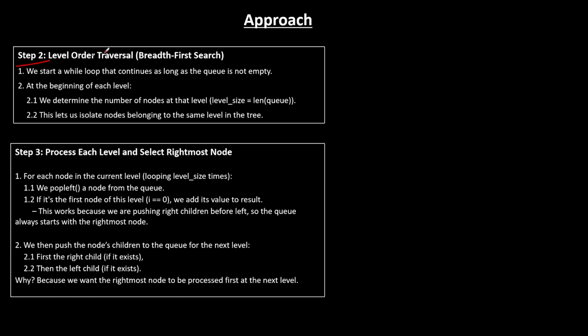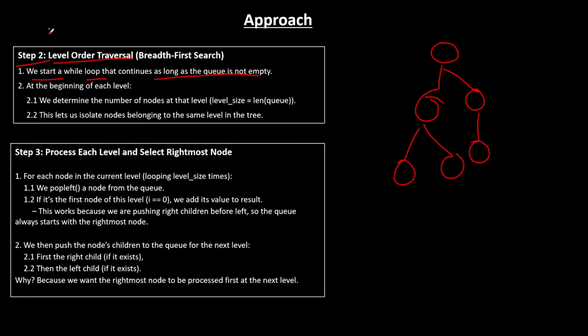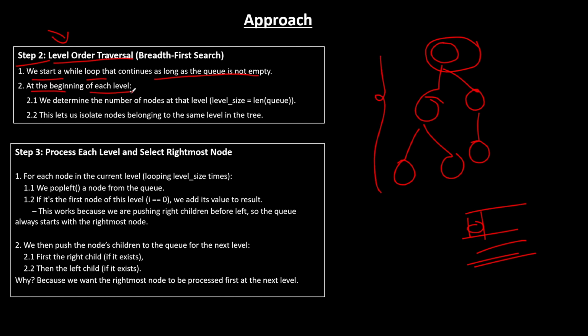Now step two, level order traversal. We start a while loop that continues as long as the queue is not empty. Fine, that's not a big deal. Suppose this is the root, right? And initially, before going for the traversal, you have stored this root node in the queue. And as long as the queue is not empty, we will keep on traversing. At the beginning of each level, we will determine the number of nodes at that particular level, which is basically the length of the queue. Okay. And this lets us isolate nodes belonging to the same level in the tree. If you remember, I discussed this previously also, it's the same thing.